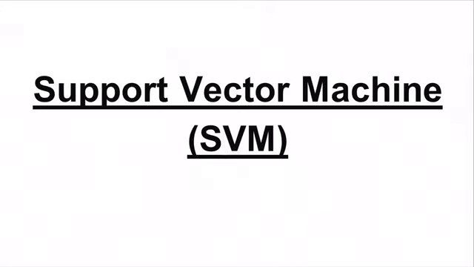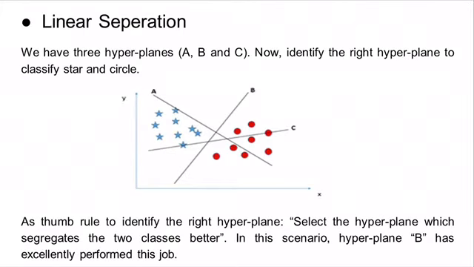Support vector machine, that is the SVM classification. It is a supervised learning algorithm. It is used for regression or classification, mainly classification. It is a binary kind of classification method. In linear separation, here we have two classes, the stars and the circles. To distinguish these two classes properly, the hyperplane B is drawn.